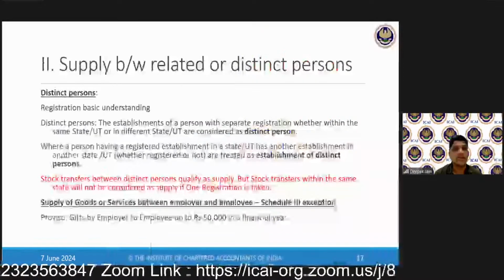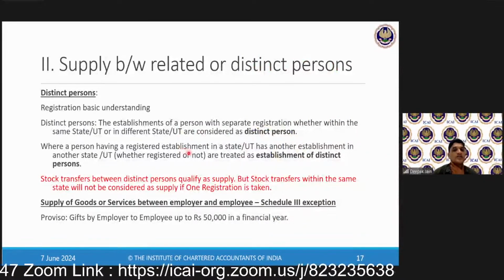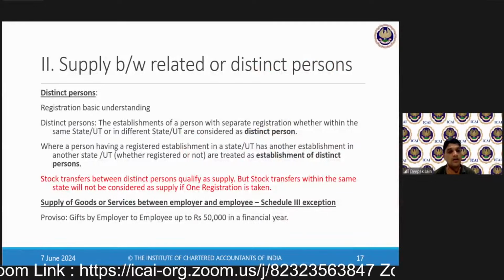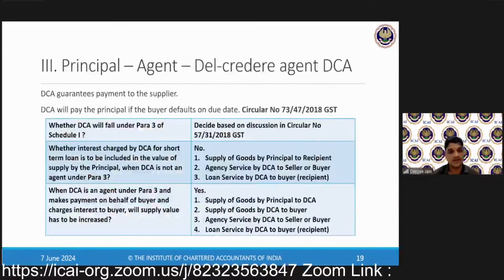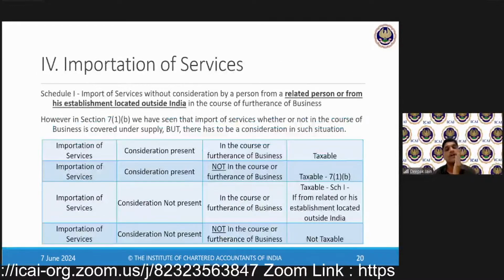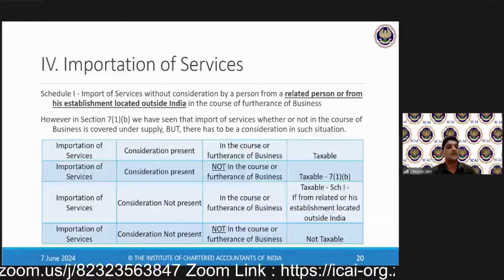Clear on this? Next, we will discuss supply between related or distinct persons. This we have discussed. Schedule 3 we have discussed. Principal to agent is fine. It's a very clarification. Importation of services. This was the important thing which I said we will cover.